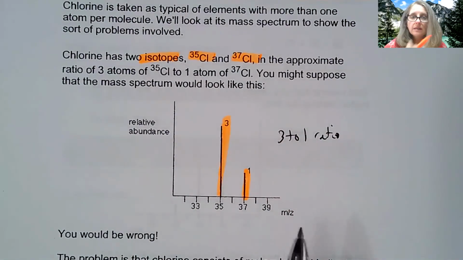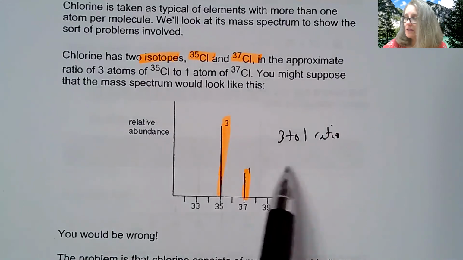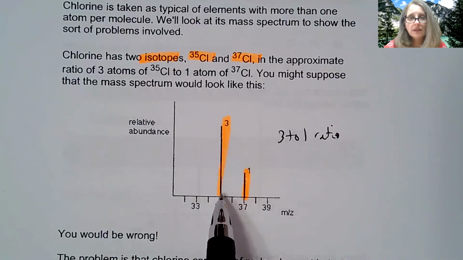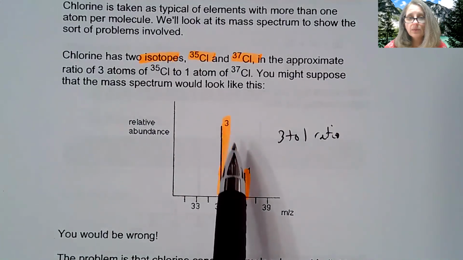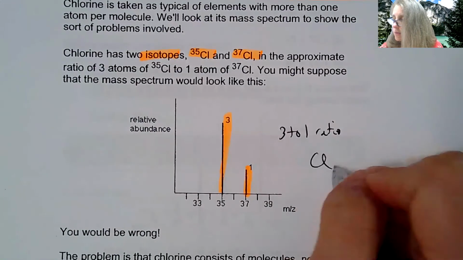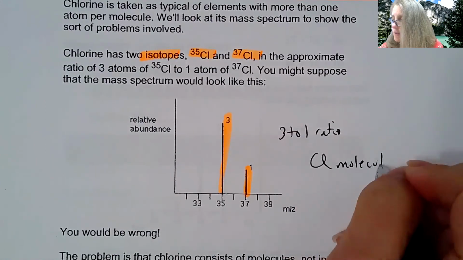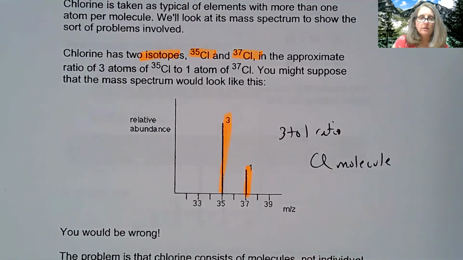You would see this on the mass spectra, and that is unique to chlorine. Anytime you see peaks at the end and they are 2 apart and one is 3 times the other, you know that you have chlorine in that molecule. And I'll show you an example of that in another video.